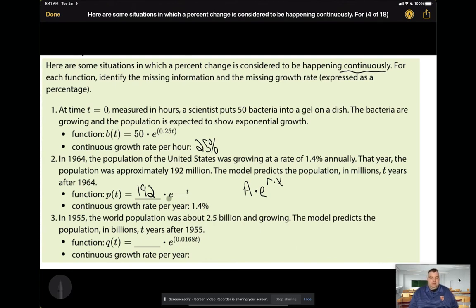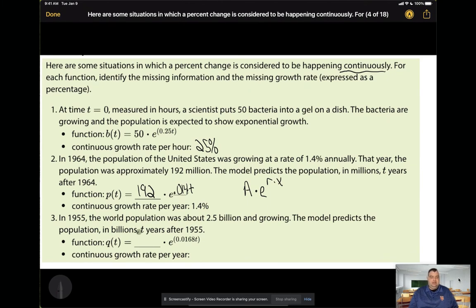Okay, so A times E to the R times X. In this case, they're using T again instead of X. Well, if my continuous growth rate is 1.4% as a decimal, that's going to be 0.014. So my function is 192 times E to the power of 0.014 times T. Okay. So that's number two.